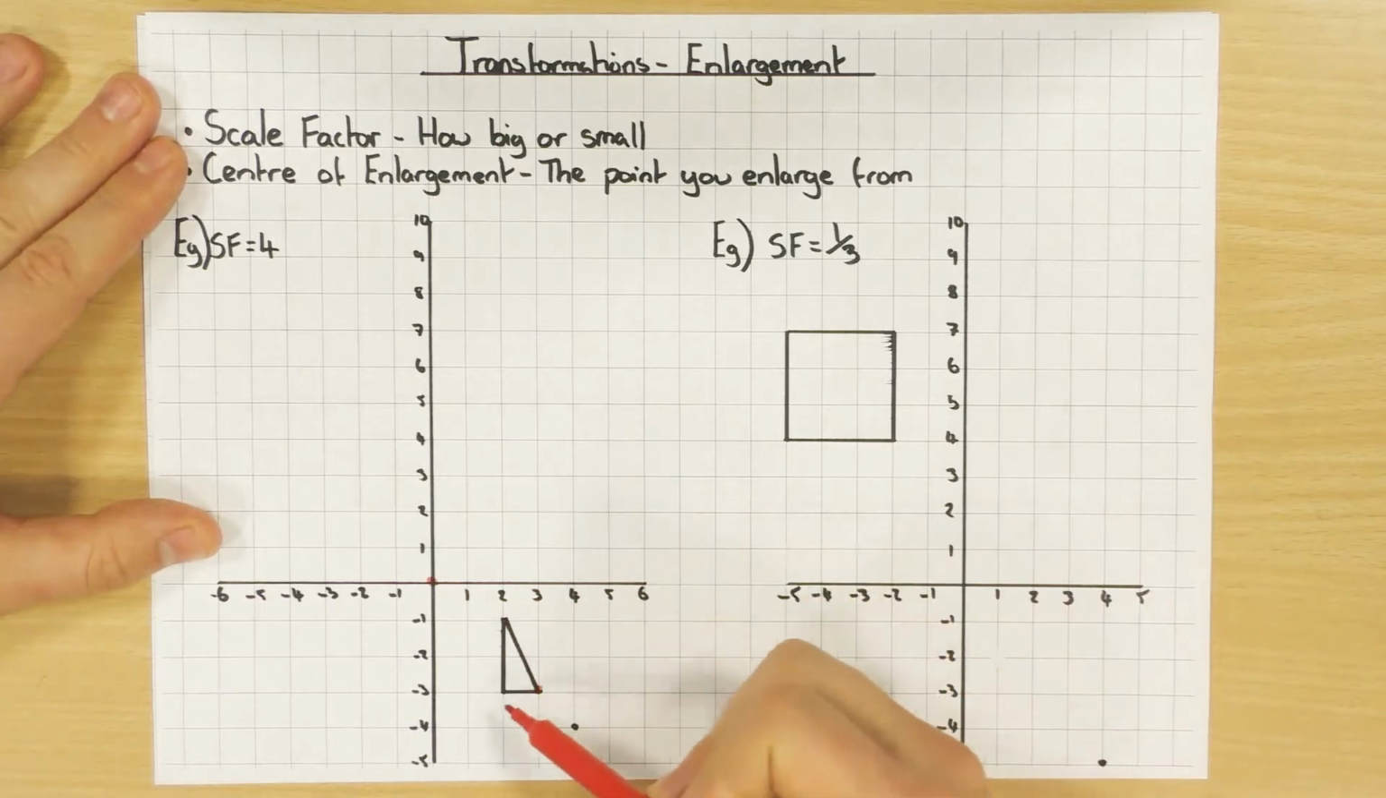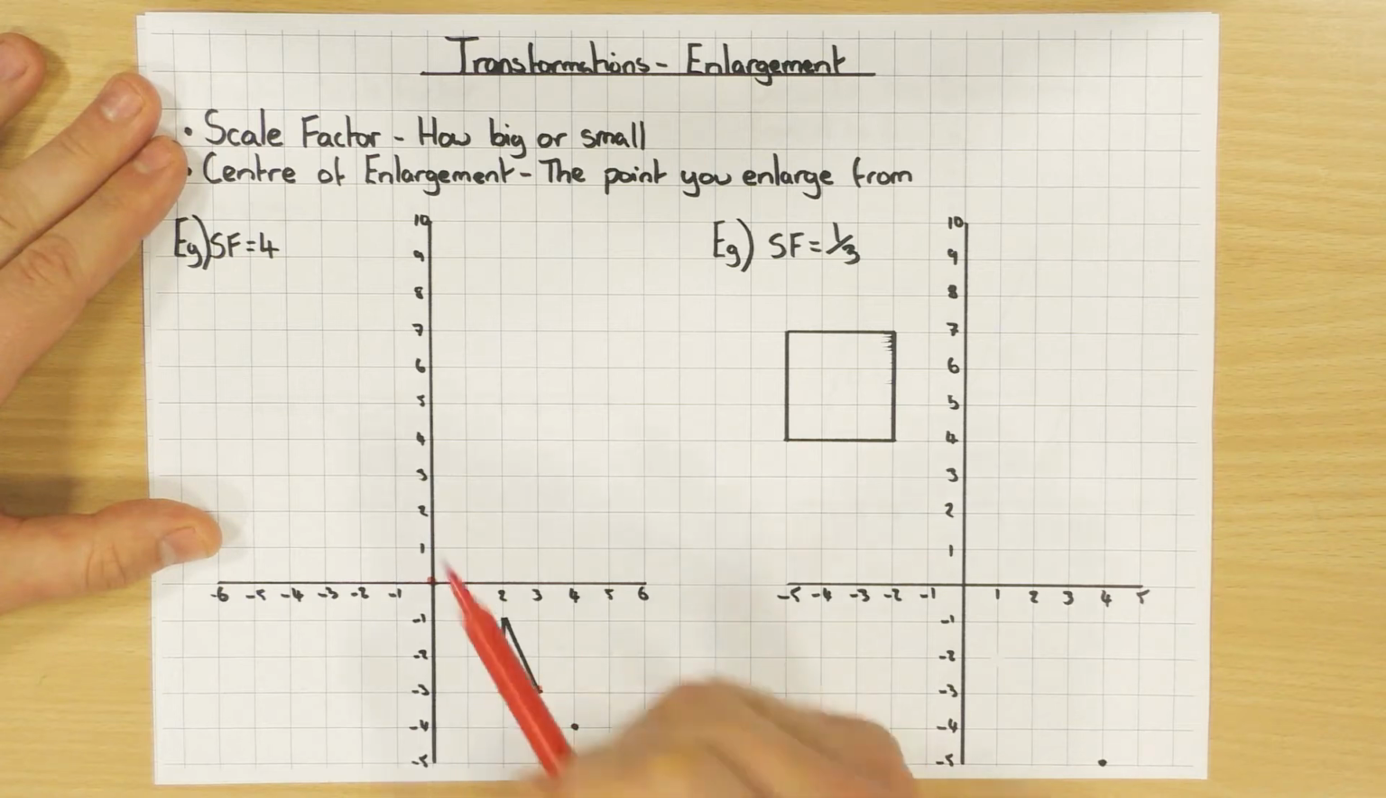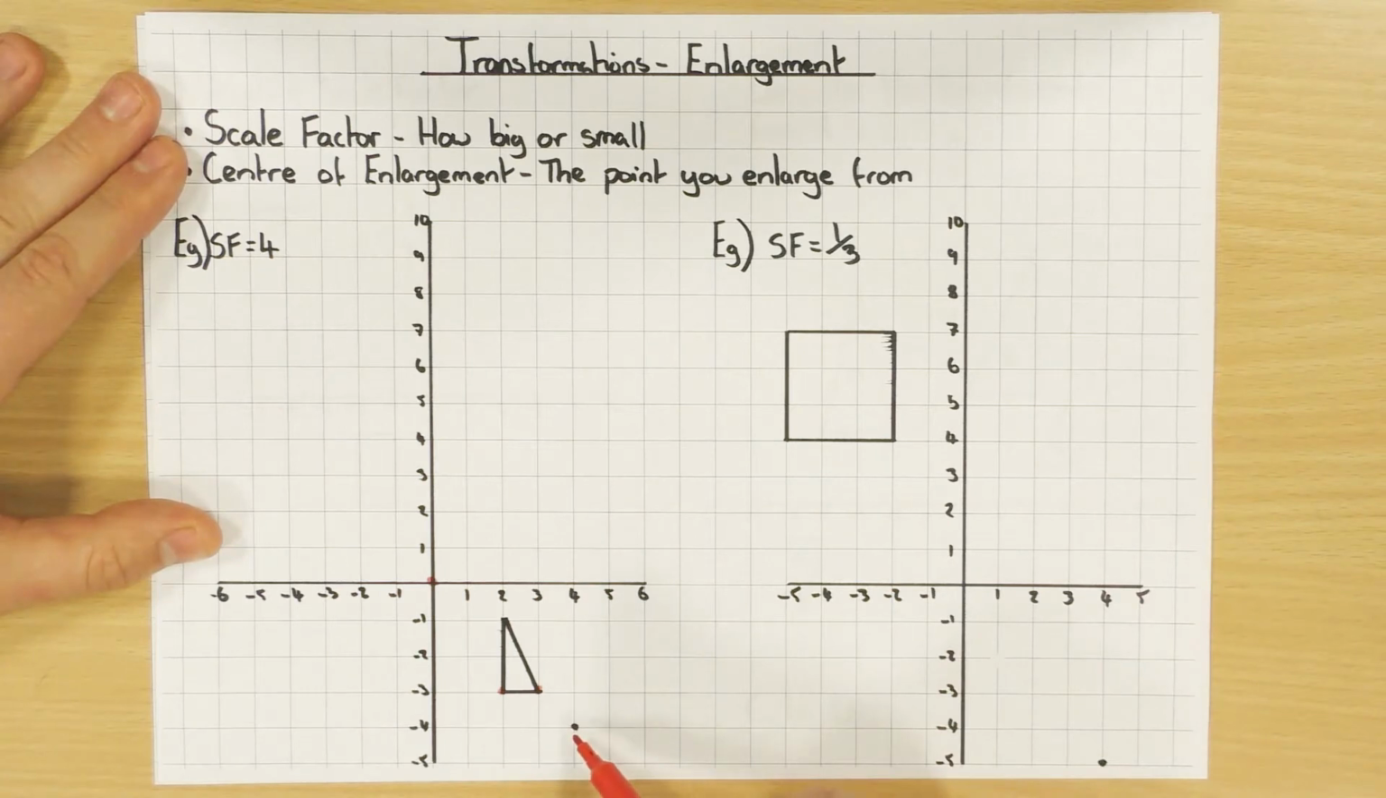And do the same thing for the other corners. So let's do the bottom left this time. How do I go from my center of enlargement to that point? Well, I go across 2 and up 1. Do that movement 4 times. Just remember, you always start from the center of enlargement. Some people start on the corner, the point they're working from. No, no, no. Always start from the center of enlargement.